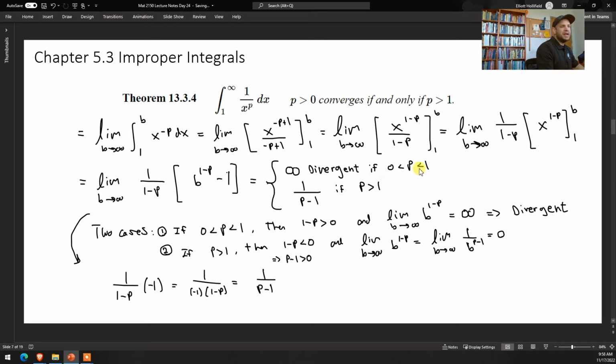And now we also did the case when p was equal to 1. Then we got a natural log for our antiderivative. That also falls in the case where the integral is divergent. So now for these types of p integrals, we can just apply this rule. If the p is too small, then we get an infinite integral. If p, the power, is big enough, bigger than 1, then we know exactly what the integral evaluates to, 1 over p minus 1. Let's try a few examples now, applying this rule.